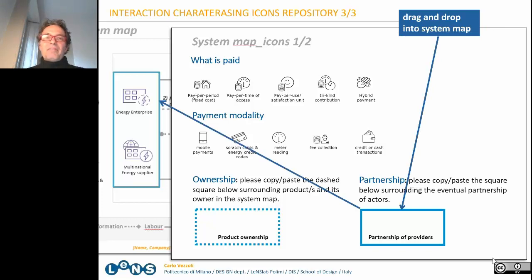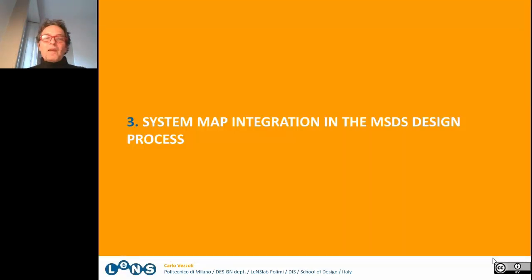Even for this, we have a repository, and even of a modality of payment and the type of payment that is made. And we can drag and drop this as well as the partnership provider and the product ownership squares.